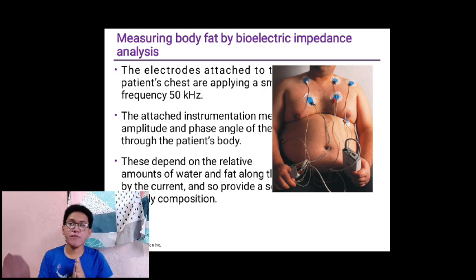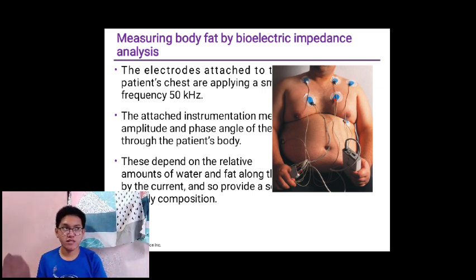For bioelectric impedance analysis, the application is that it uses AC to measure body composition. Fat and water affect impedance differently, allowing medical instruments to estimate body fat percentage. So that is the purpose of bioelectric impedance for medical purposes.